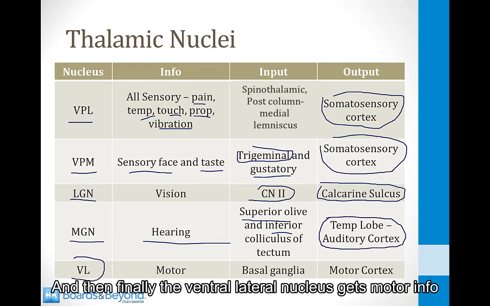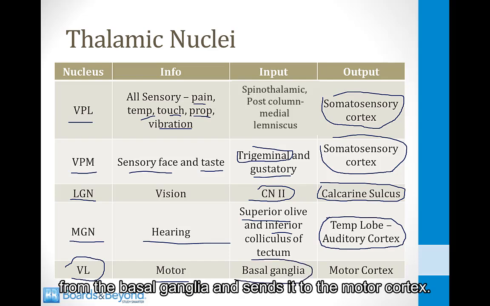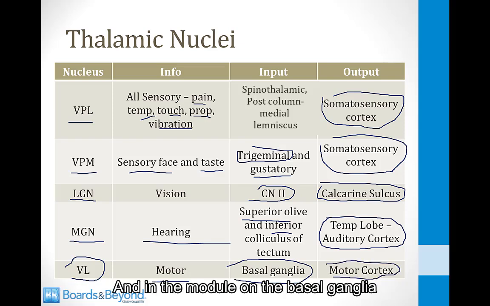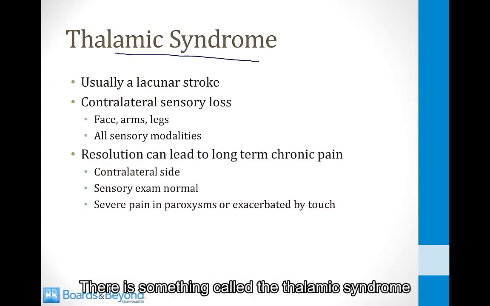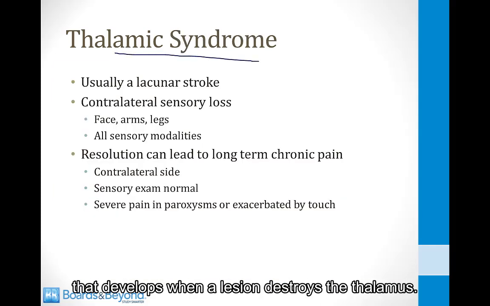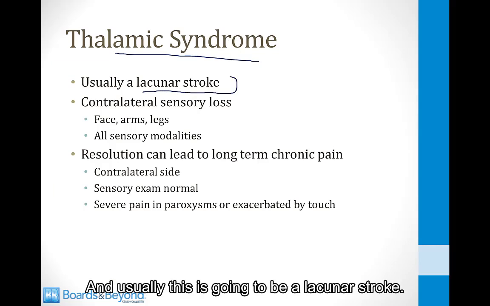And then finally, the ventrolateral nucleus gets motor info from the basal ganglia and sends it to the motor cortex. And in the module on the basal ganglia, we talk about how the basal ganglia influences the thalamus to make fine motor movements. There is something called the thalamic syndrome that develops when a lesion destroys the thalamus, and usually this is going to be a lacunar stroke.